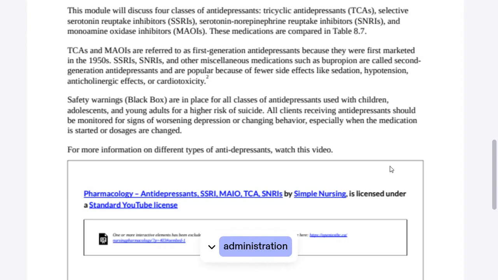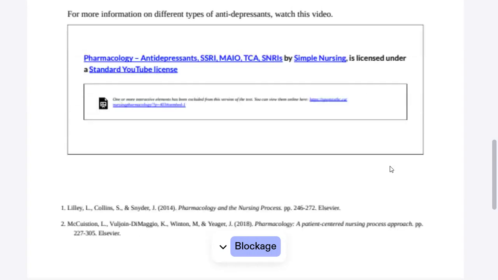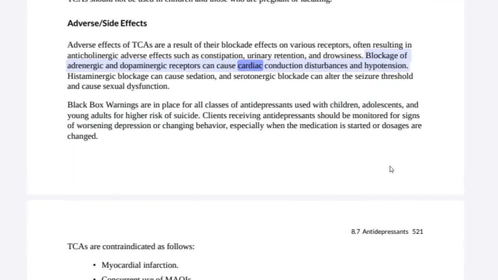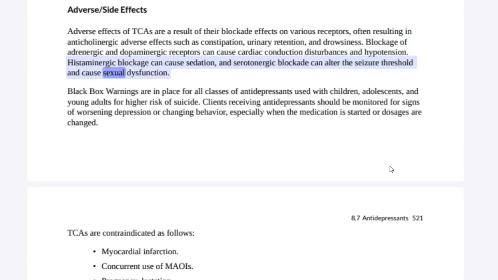After prolonged administration, abrupt cessation of treatment may produce nausea, headache, and malaise. The dose should be gradually tapered, but transient symptoms may still occur. TCAs should not be used in children and those who are pregnant or lactating. Adverse side effects. Adverse effects of TCAs are a result of their blockade effects on various receptors, often resulting in anticholinergic adverse effects such as constipation, urinary retention, and drowsiness. Blockage of adrenergic and dopaminergic receptors can cause cardiac conduction disturbances and hypotension. Histaminergic blockage can cause sedation, and serotonergic blockade can alter the seizure threshold and cause sexual dysfunction.